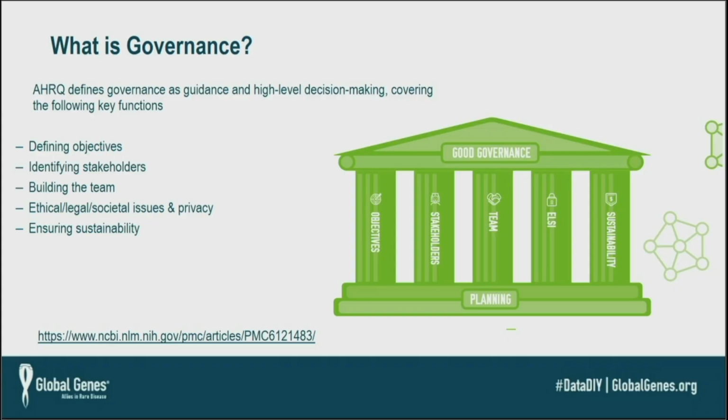So what is governance? AHRQ, the Agency for Healthcare Research and Quality, defines governance as guidance and high-level decision-making covering the following key functions. And in the workbook, we made this nice graphic of pillars where it's defining your objectives, identifying stakeholders, building your team, all the ELSI issues, the ethical, legal, societal, that's where the IRB falls in, privacy, and ensuring sustainability. And these are all the things that make up good governance. We're not going to talk about all of them today, but feel free to ask in the questions if there are parts you're really interested in.